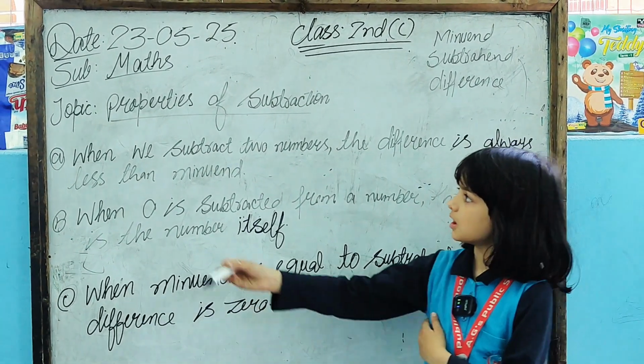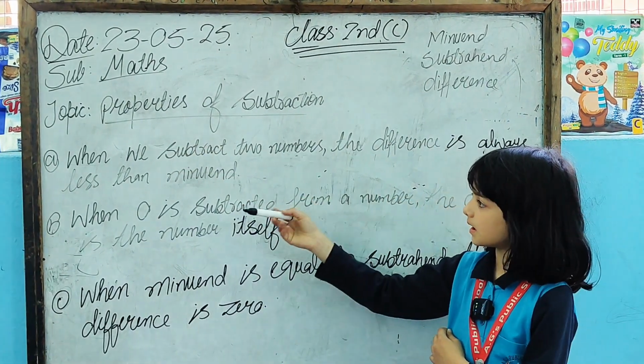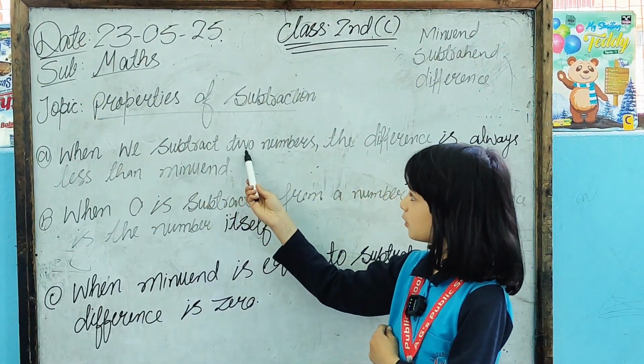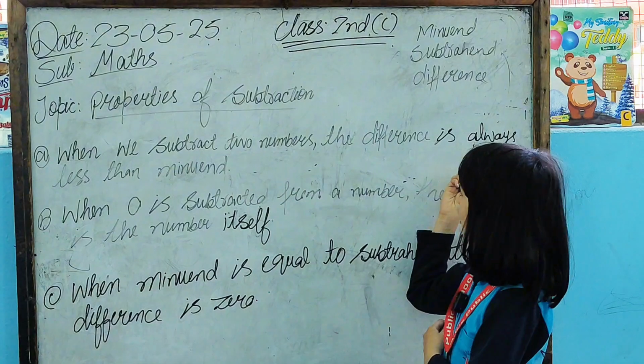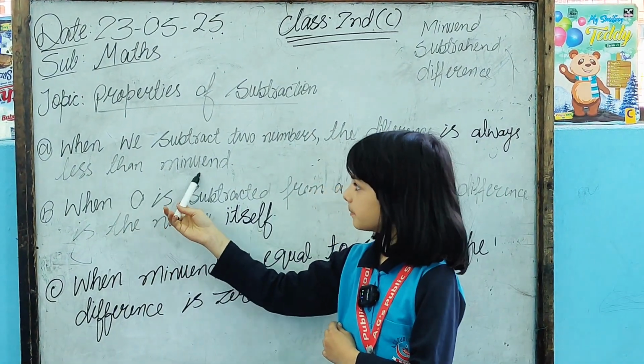Today my topic is properties of subtraction. Number one. When we subtract two numbers, the difference is always less than minuend.